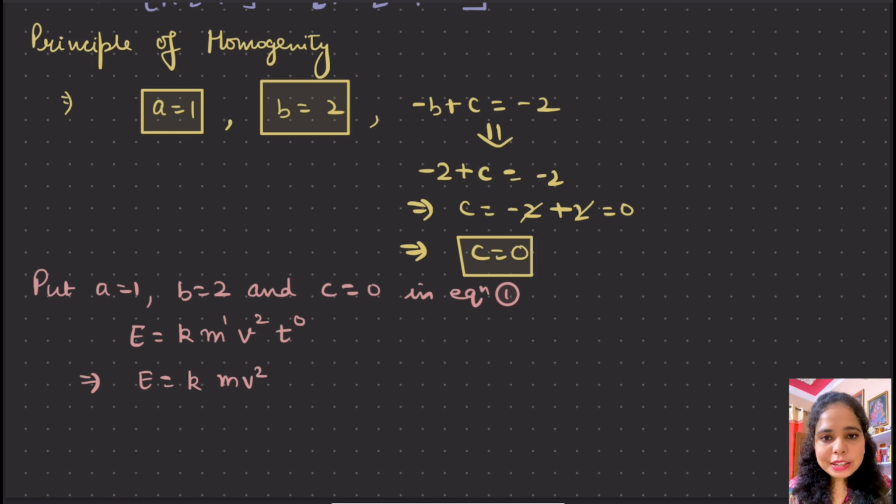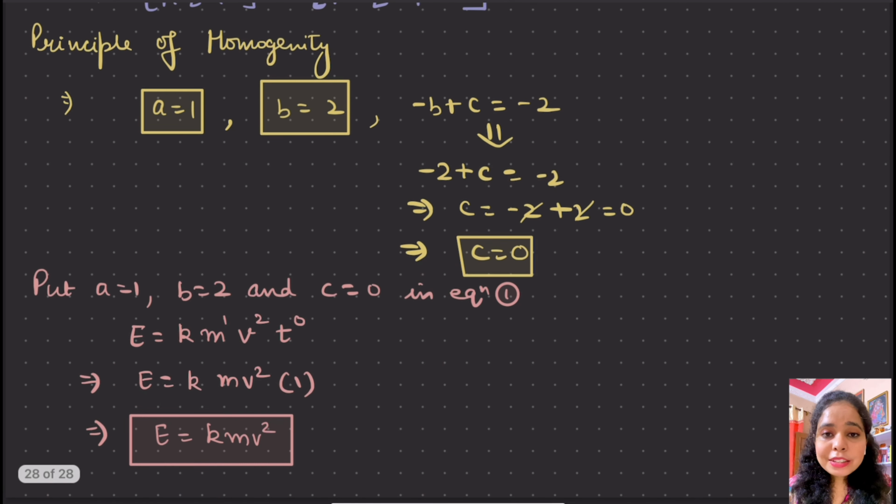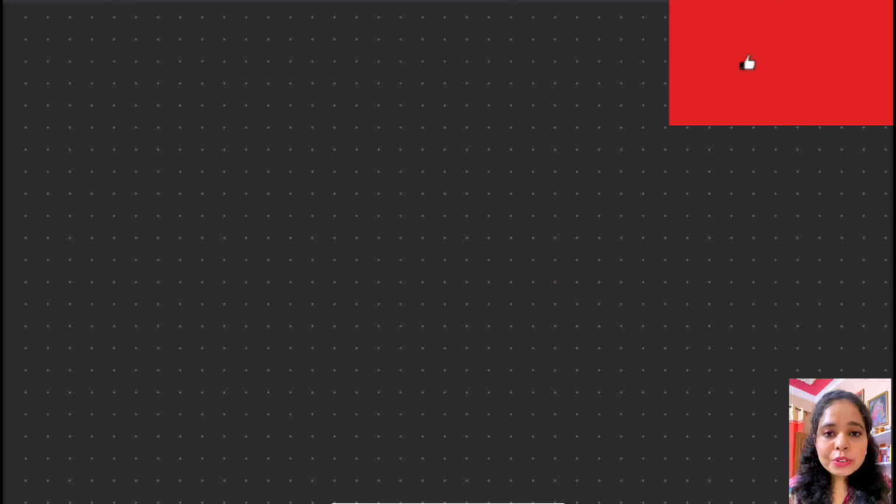We have E is equal to K mv square multiplied by 1. So we can say E is equal to K mv square, which is the relation between energy, mass and velocity. That is, this energy is independent of time. That means you are already aware that energy is dependent on mass and velocity, such that kinetic energy K is equal to half mv square. So here the value of K is half, but we will not put it.